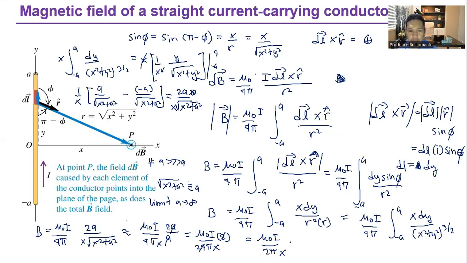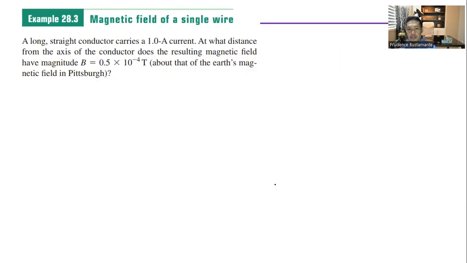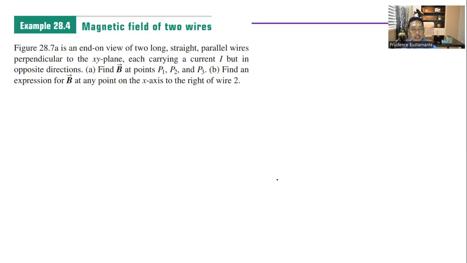From here, you get mu naught I over 2 pi r. You know the direction is into the page. So let's skip this one and go to the magnetic field of two wires. If you have two wires, how can you calculate the magnetic field of these two wires?